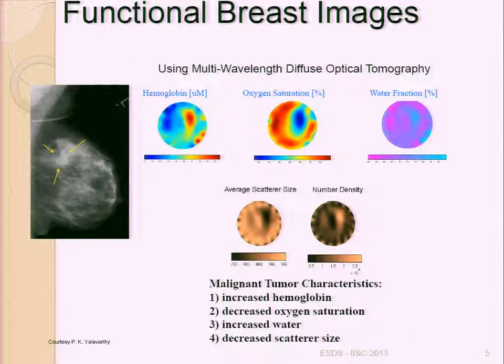What do you mean by functional information? While light traverses through the tissue, it gets absorbed and scattered. Main absorbers are hemoglobin and oxyhemoglobin, and water also. See, tumor has high hemoglobin content, low oxygen concentration, and high water content. So this functional information can be obtained from DOT, which is not available even in MRI and mammograms.